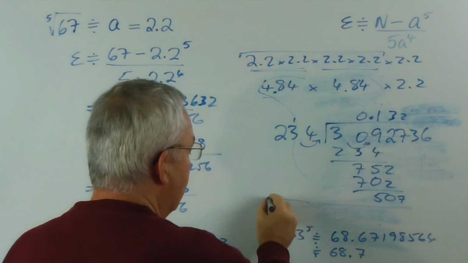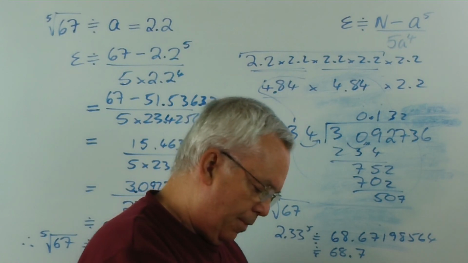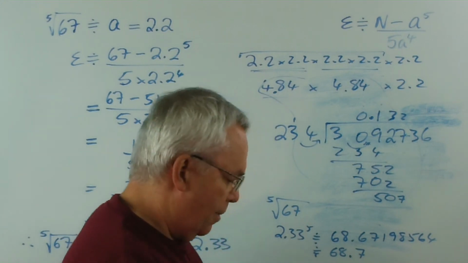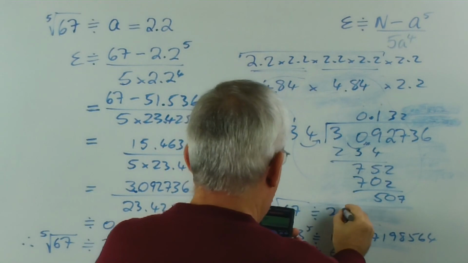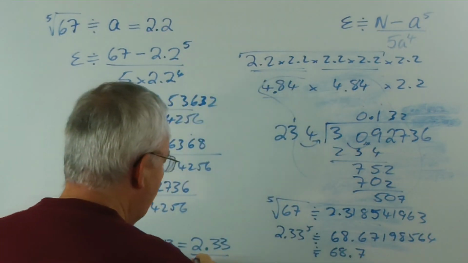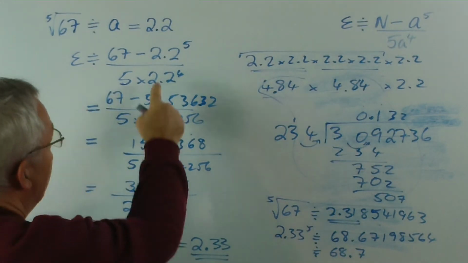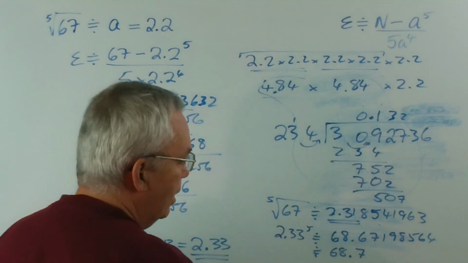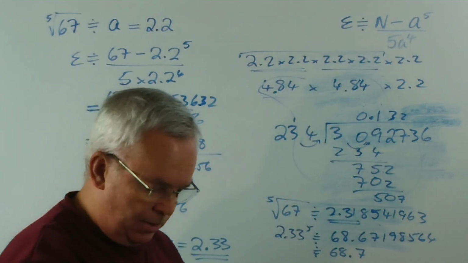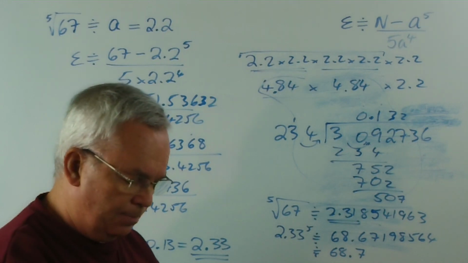Another way of looking at it would be to say the fifth root of 67. Where are we? There we go. Fifth root of 67 is 2.318541963. And you can see that this is about 2.32. So we've got better than 2.2 was. We've now got the 2.3 in a little bit. If we then use that as our value A and calculated another approximation, we would get an even closer figure. But you can see the calculations get worse and worse as one goes on.